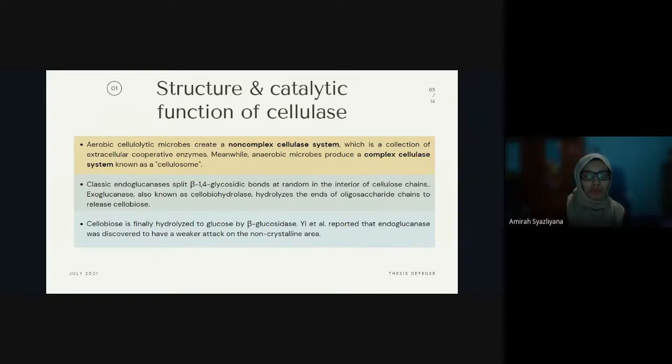Apart from that, endoglucanase will split beta-1,4-glycosidic bonds at random in the interior of the cellulose chain. Exoglucanase will hydrolyze the ends of oligosaccharide chains to release cellobiose, which is then hydrolyzed to glucose by beta-glucosidase.